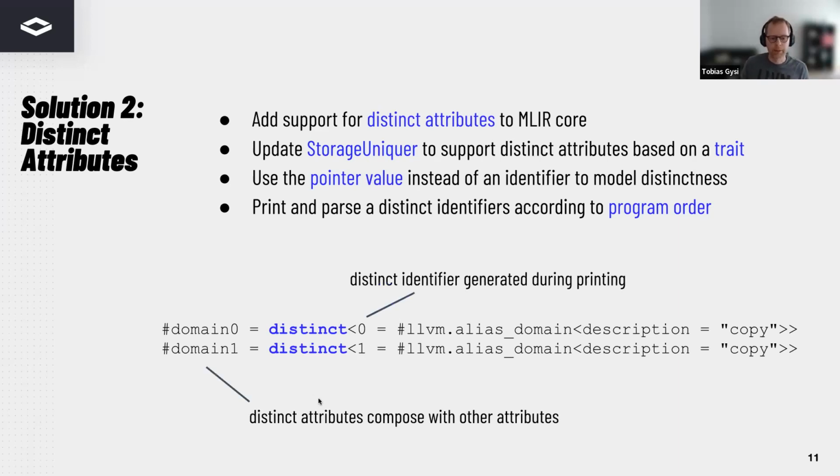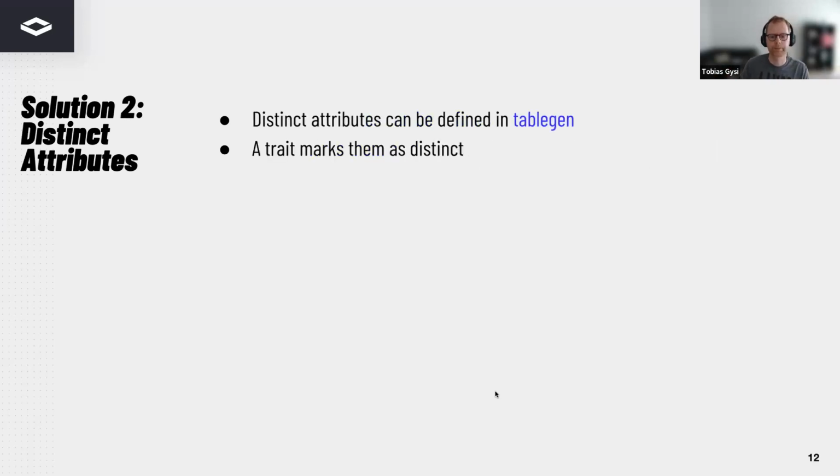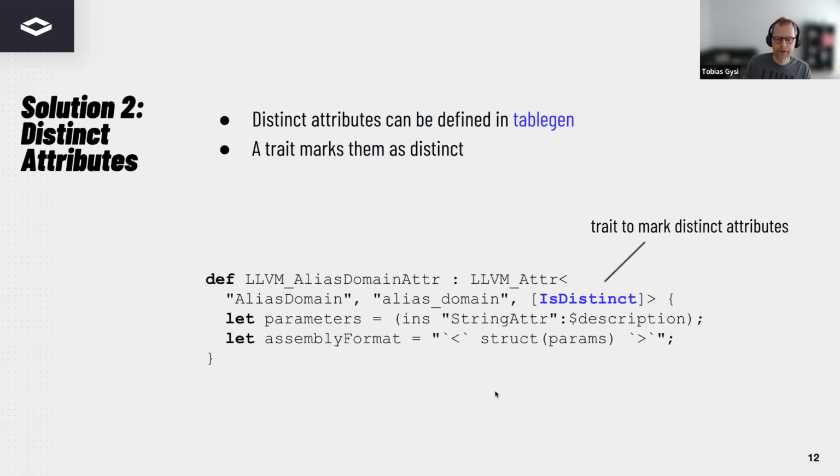And one more important point here, these attributes actually compose with attributes. So we can have a struct attribute that contains this alias domain. One nice thing is that such a feature can quite easily be supported from TableGen. The only thing we need is to mark it with a trait that says this attribute is distinct. Otherwise, it looks like any other TableGen generated attribute.